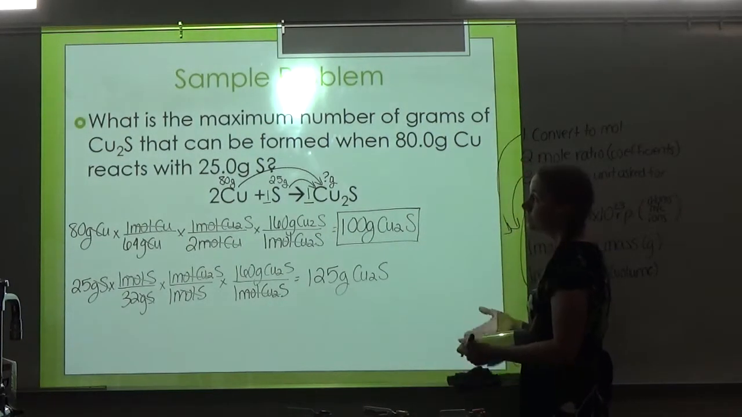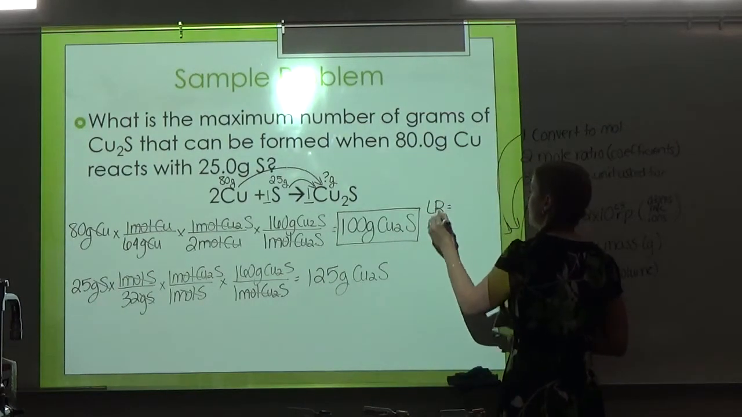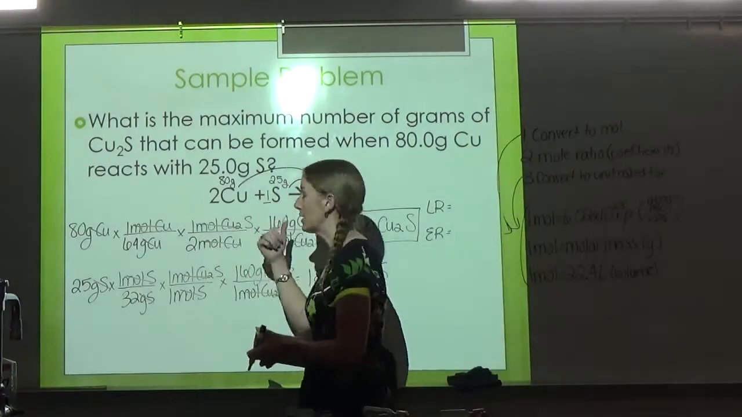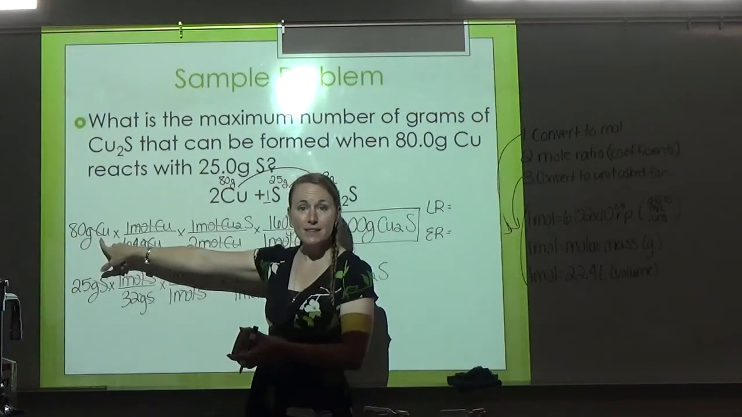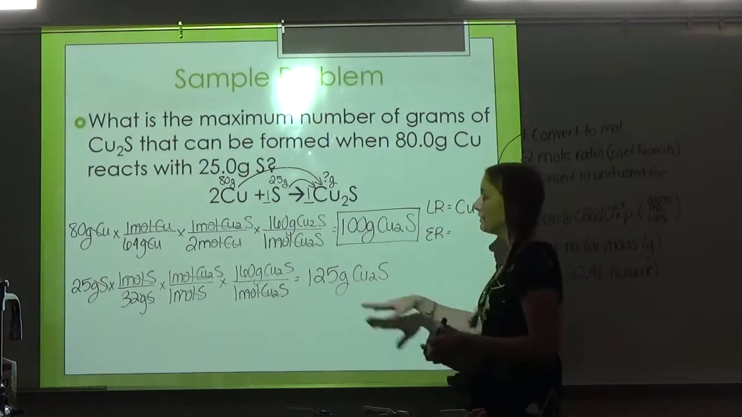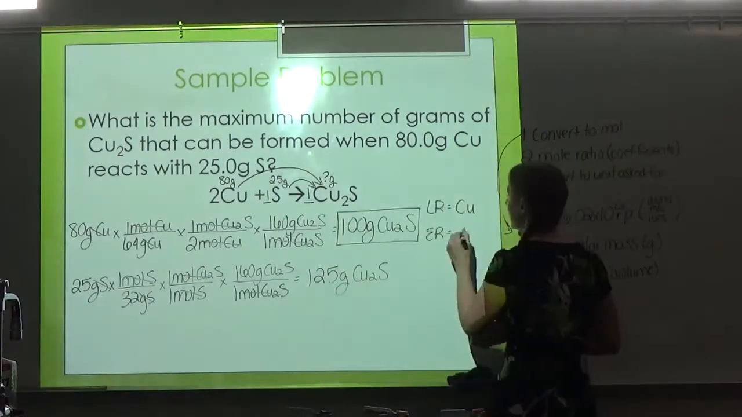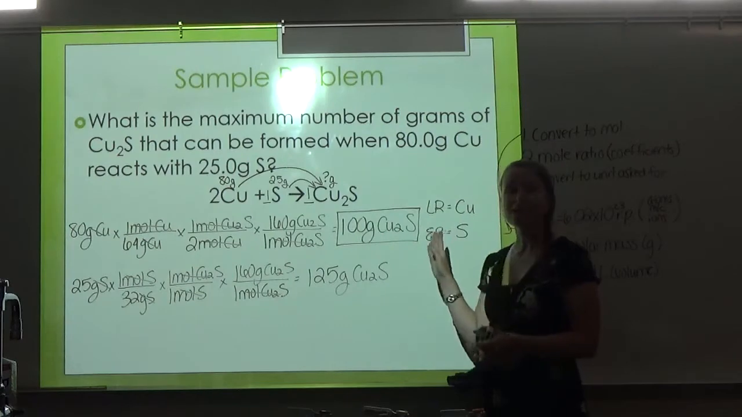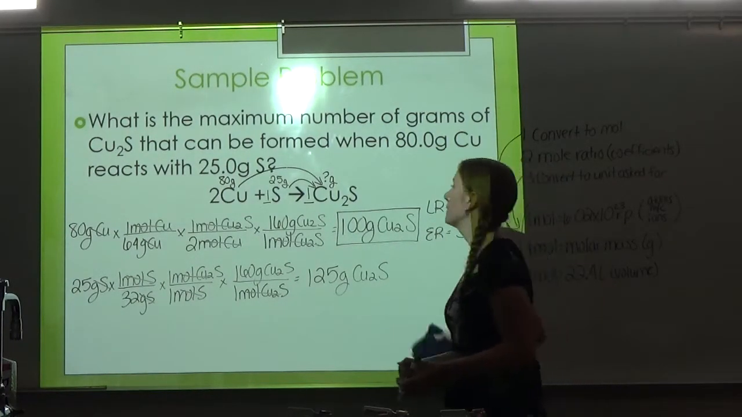And then sometimes a question will say, identify the limiting and excess reagent. So this is how you do that. Whichever substance made the lowest amount, so see how the lowest amount was 100 grams, and copper made the lowest amount, that's the limiting reagent. And then whoever makes the higher amount, which in this case was sulfur, that's our excess reagent. So that means I'm going to run out of copper, and I'm going to have some sulfur left over. All right? And so like I said, it's really just like a 2-for-1 problem.